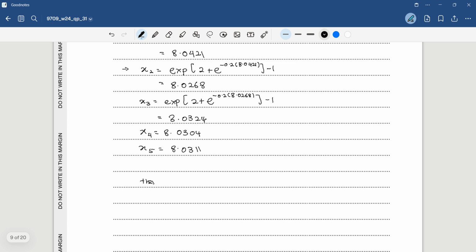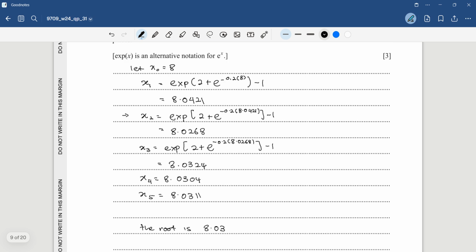Therefore, the root is 8.03. Make sure you give at least two or three substitutions in order to get the method mark. So we stop here. Thank you.